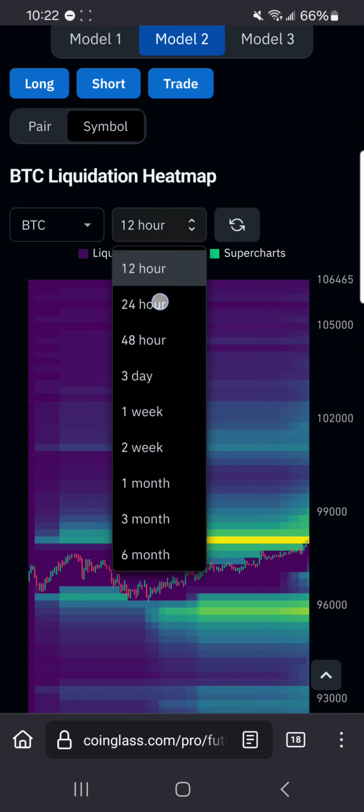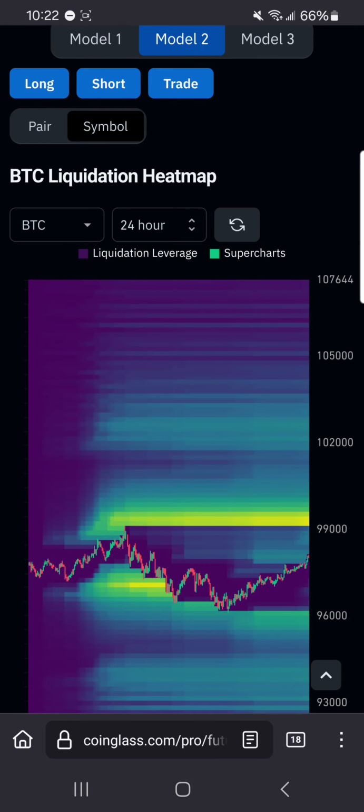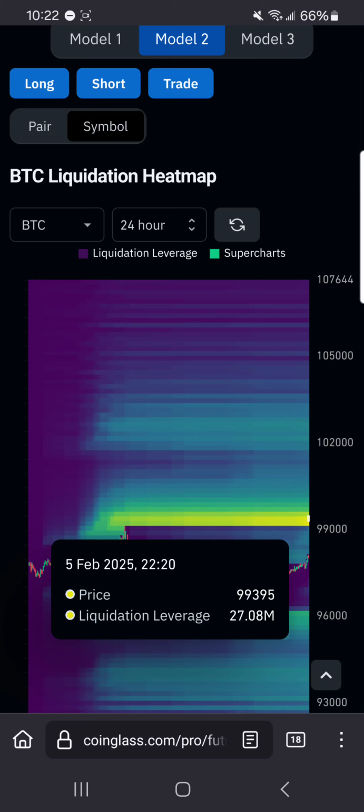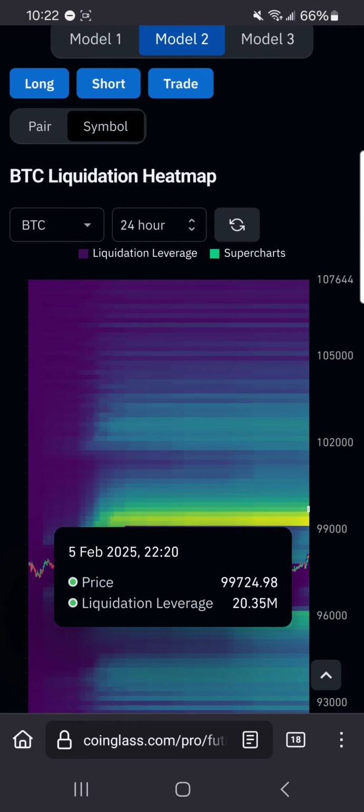Let's see what it looks like on a 24-hour view. Oh, look at that. We're just getting started, possibly. Possibly we're coming up here to get this stuff. Oh, that's up around above 99,000, starting around 99.2 and higher.